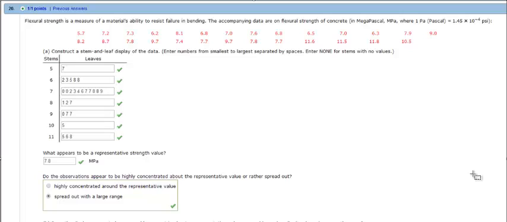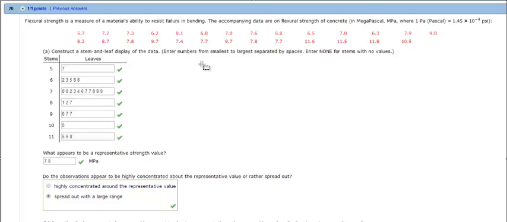I chose problem number 20 for your next problem. It's actually pretty easy to do with the computer. You might not think it would be, but it's pretty easy to keep track of it. For the 5.7, I go into stem 5, just plopped in a 7. 7.2, I went to the stem 7. For the leaf, I put in a 2.